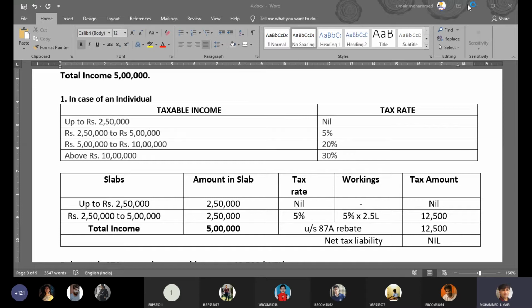When I was a student, my teacher explained how to calculate tax. Unfortunately, I was not able to understand. And I'm surprised that you people have understood at the first attempt itself. That's great.